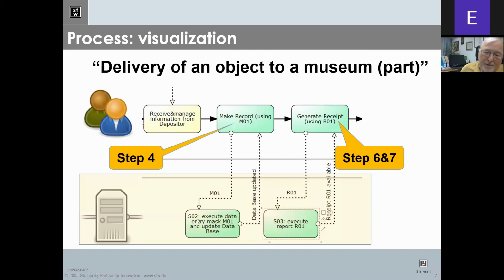So we have S02, execute data entry mask M01, and update database. That means a computer program is now running, which presents a data entry screen as an app, as a screen on a PC or something, where you can enter data, and these data are stored in a database. And after this is done, the program reports back to the human being. I have recorded this, and you can go on.